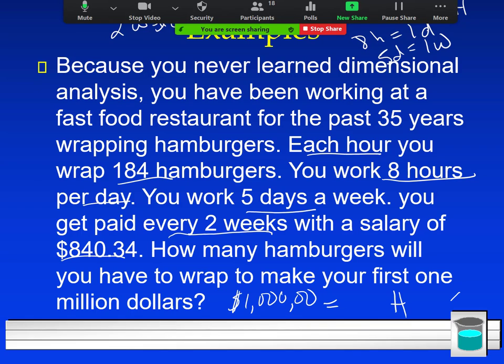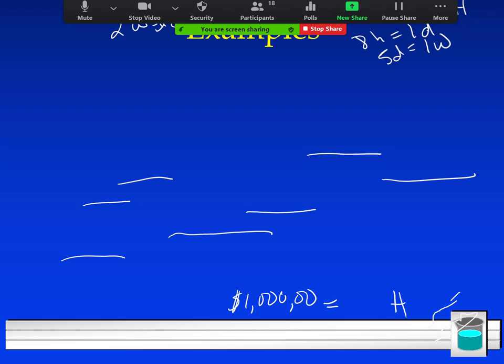So part of it is going through and seeing what the relationships are, and the other part is figuring out what the question is. And notice I have my question in terms of units. I got dollars and I got hamburgers. So I want to start with the $1 million and end up with the number of hamburgers.